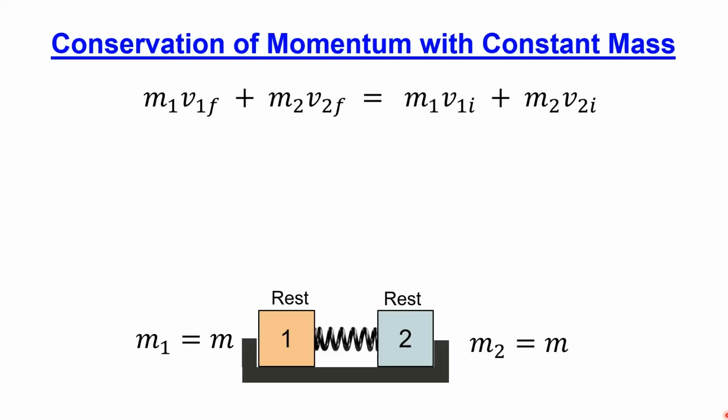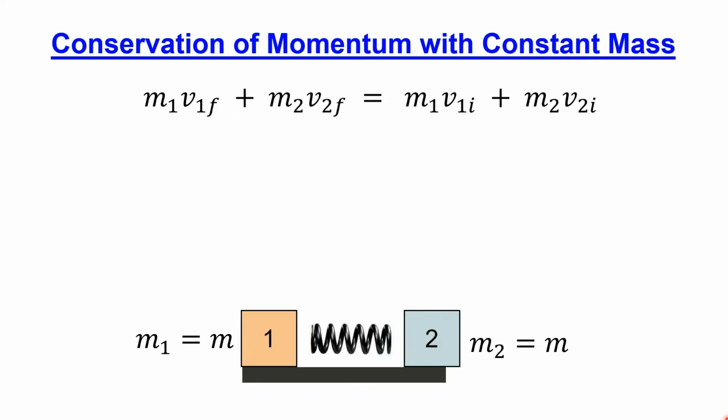We can do some math to consider some other situations. Here, imagine that I have the same two boxes from before. They're equal in mass, and they're compressing a spring in between them. So they're held together by this restraint. You can imagine that if I were to remove that restraint, the boxes would fly apart. So we want to use conservation of momentum to predict the motion after the spring is released.